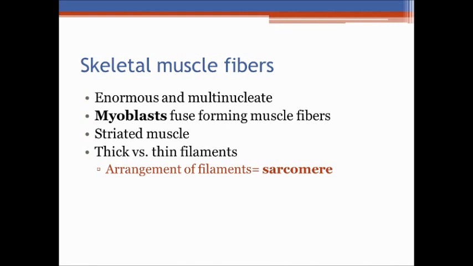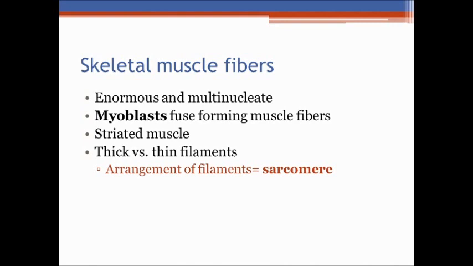Skeletal muscle fibers are enormous. They're one of our bigger types of cells. They're also multinucleate, so they have multiple nuclei per cell. Myoblasts will fuse to form muscle fibers. Myoblasts are an embryonic type of cell.